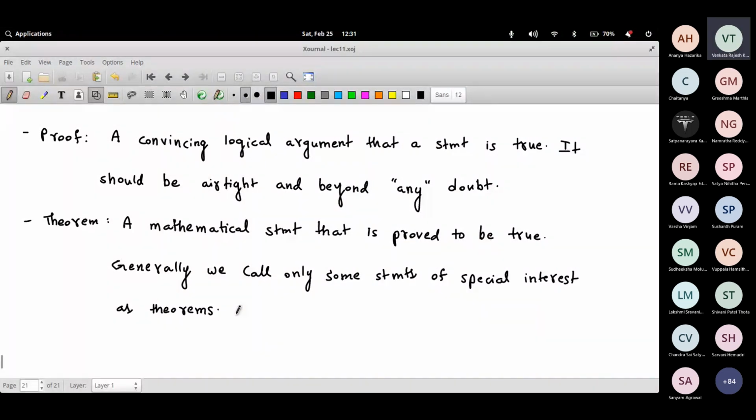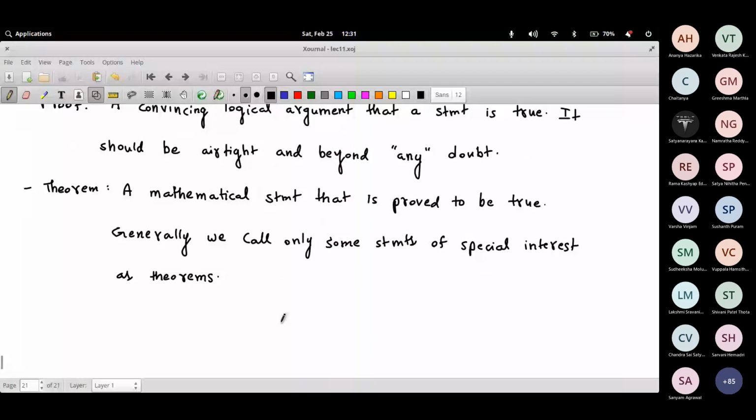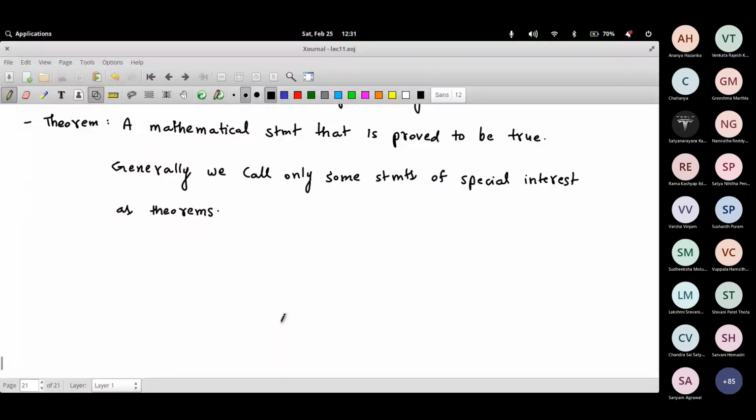Right? So there can be many true mathematical statements. Not all those true mathematical statements are theorems. First of all, they should be proved. Okay, only those true mathematical statements which are proved can be theorems, and even among those, some are of more significance, some are of less significance. Those which are of more significance and of special interest, those are called theorems. All right. There are other true statements which are called lemmas.